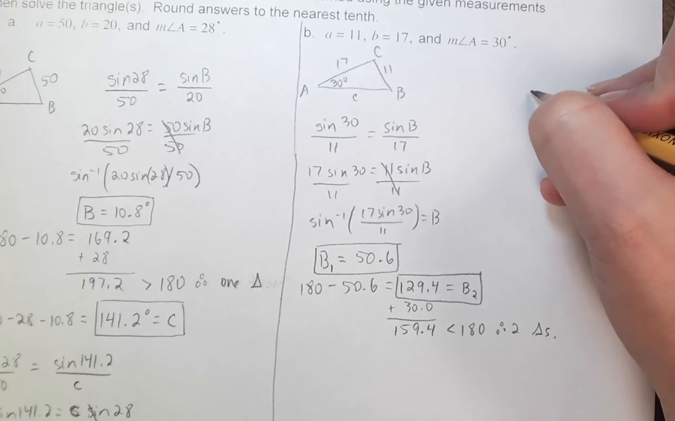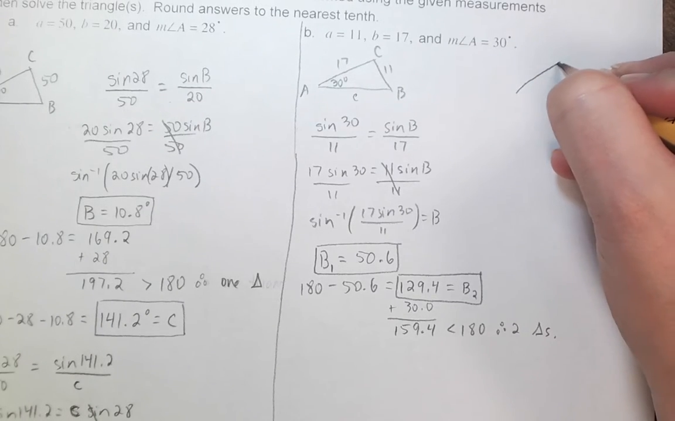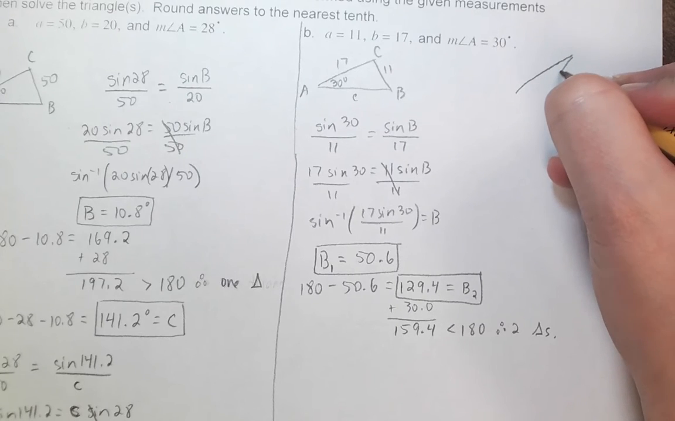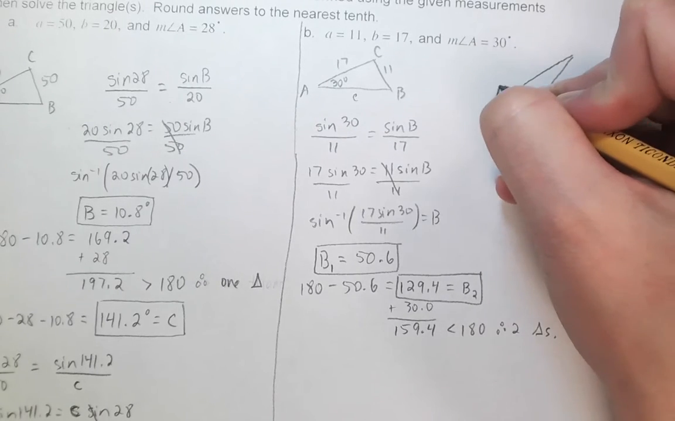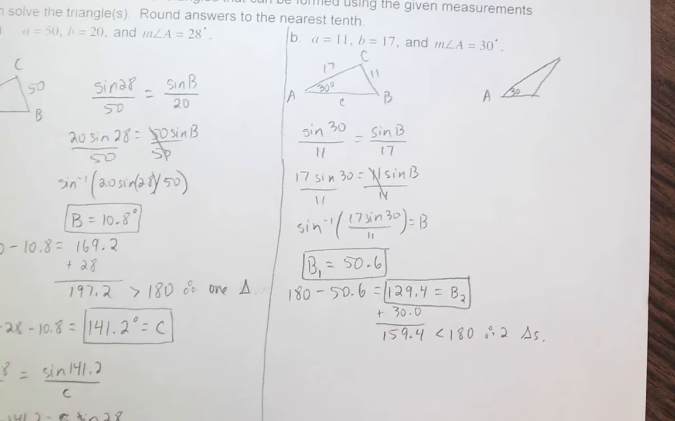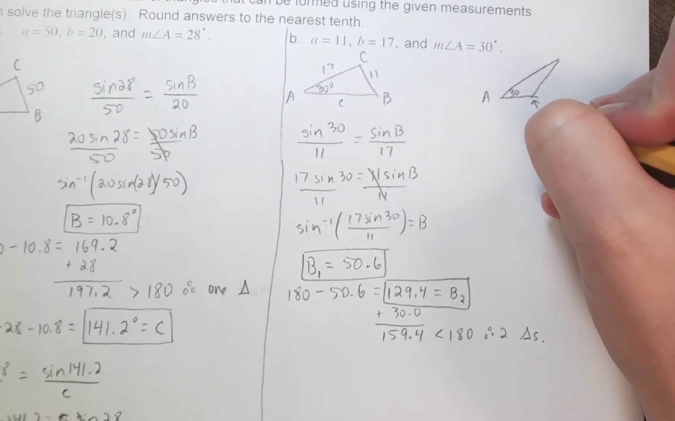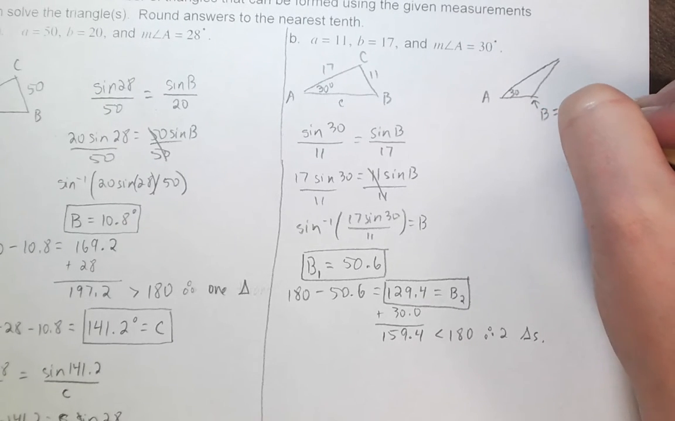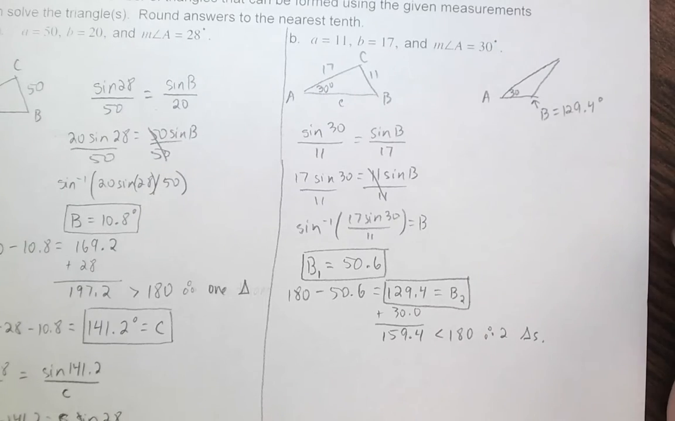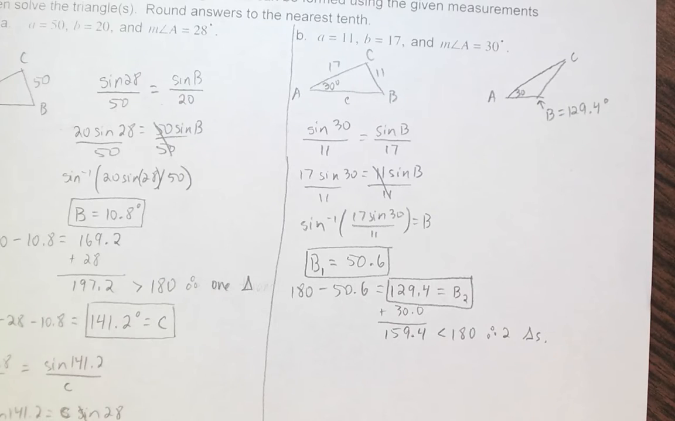So I'm going to kind of draw my other triangle. So I could have this type of situation going on now. So this is 30, and then this would be angle B, which would be the 129, and then this is going to be my angle C here. So we have two different C's that we could have, so I can find both of those.